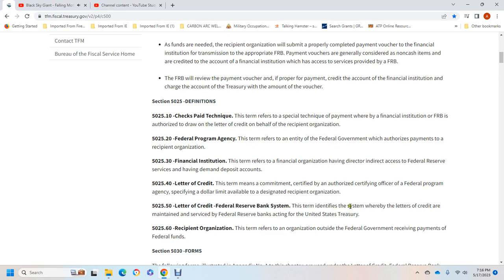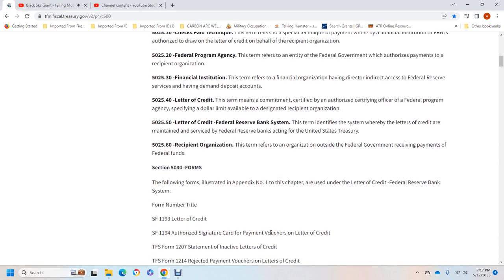This is identified with the system wherein the letters of credit are maintained and serviced by the Federal Reserve Banks acting with the United States Treasury. Section 5025, recipient organization: the term refers to the organization outside of the federal government receiving the payments of federal funds.